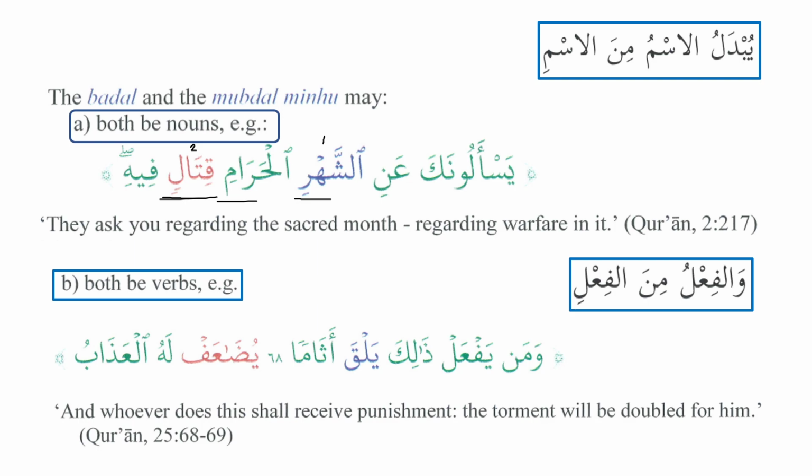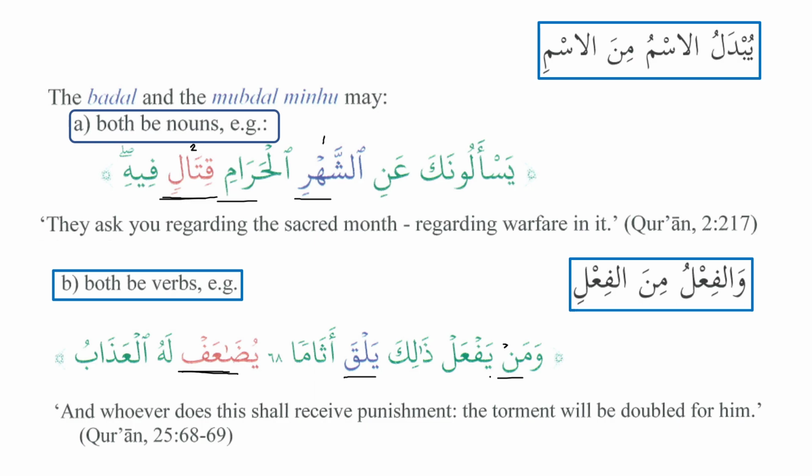وَمَنْ يَفْعَلْ ذَلِكَ يَلْقَى أَثَامًا. So yalqa is the verb over here. يُضَاعَفْ لَهُ الْعَذَابِ. And then we have another verb over here. So yalqa and yudaf, both of them are majzoom. Why are they majzoom? Because it's conditional. Yeah, because of man.